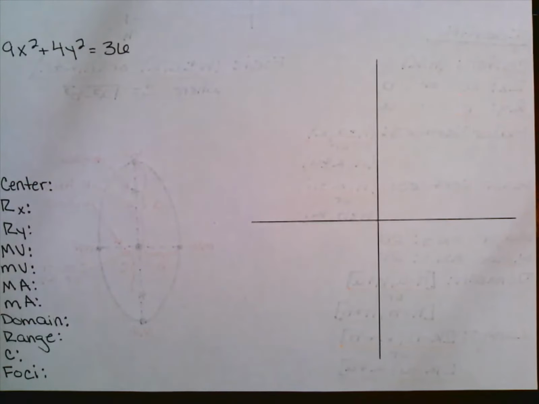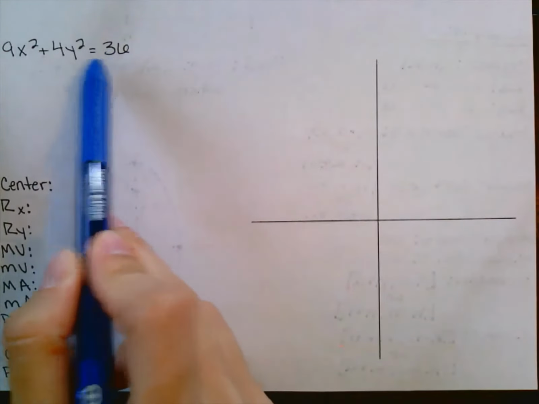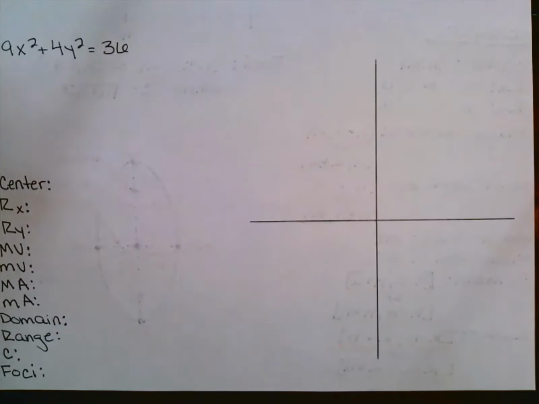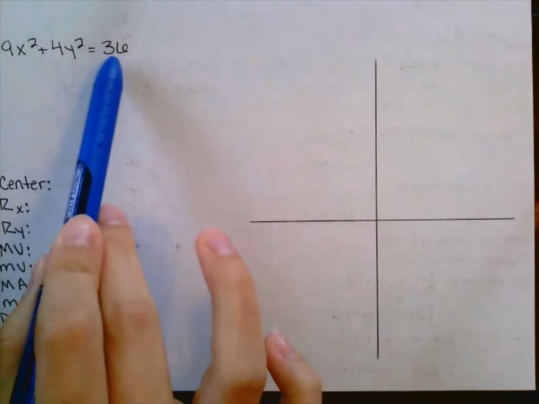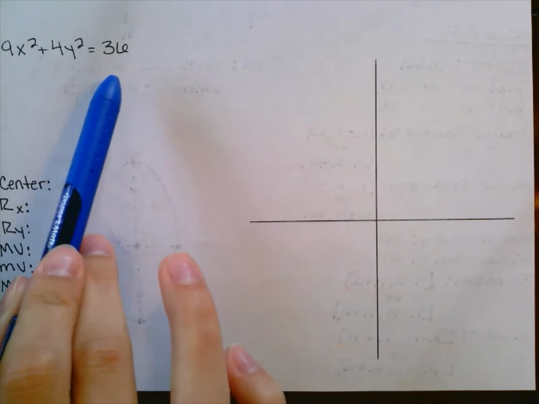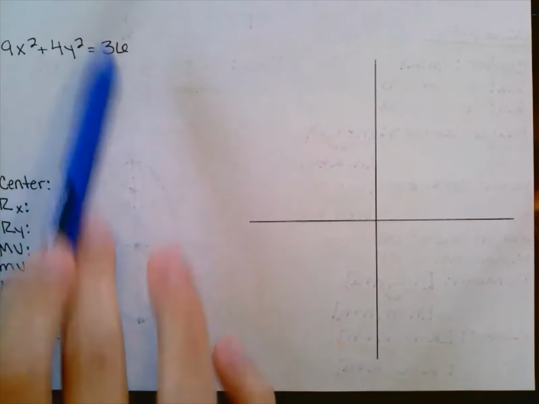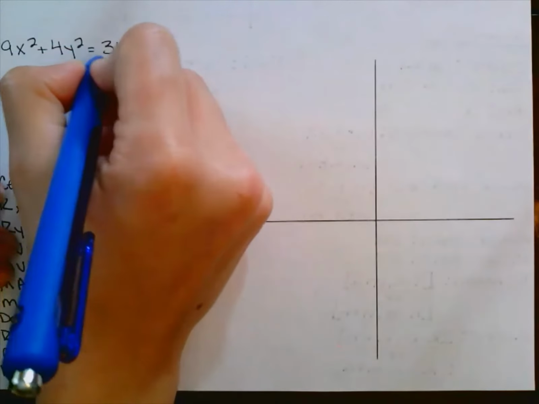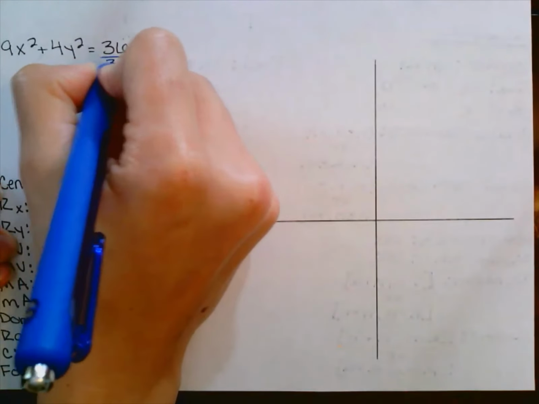For this next example, you can probably tell that it does not look like it is in its standard position. I do not have that equals 1 here. I don't have denominators. I've got some coefficients here. So let me tell you your go-to. Your go-to is to make sure that this right side is equal to 1. And the way you get that every time is by dividing this number over to the other side. Okay, so I'll start you off here. There's a 36 here, so I'm going to divide by 36.